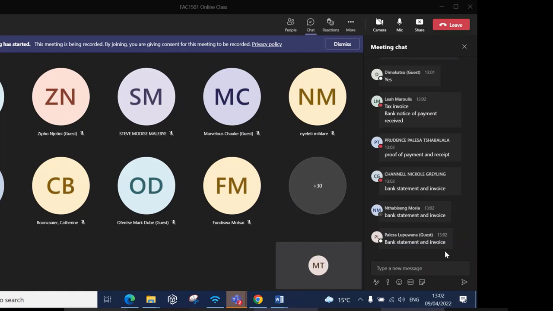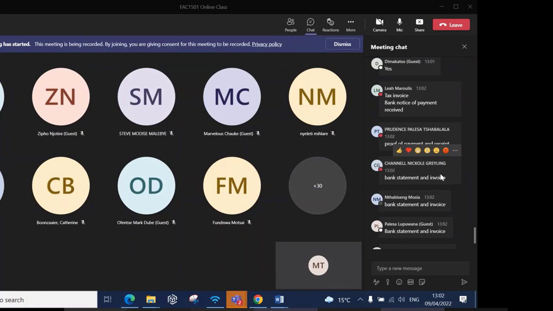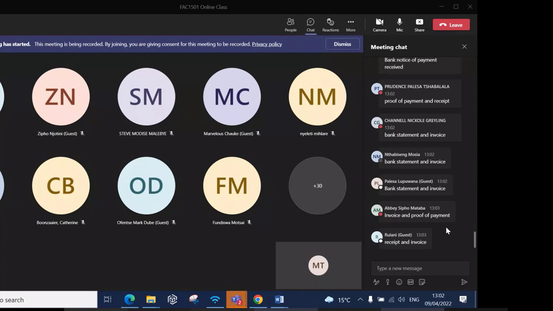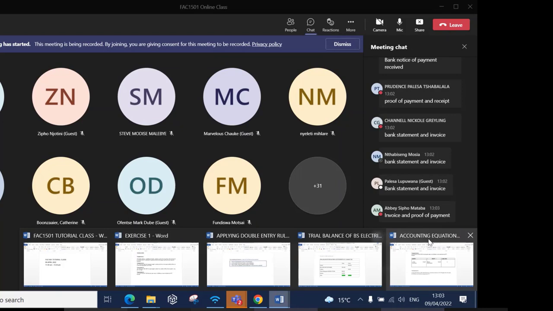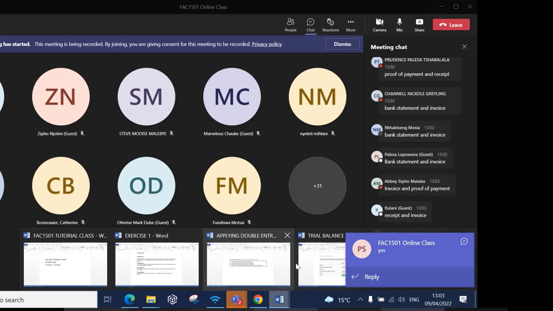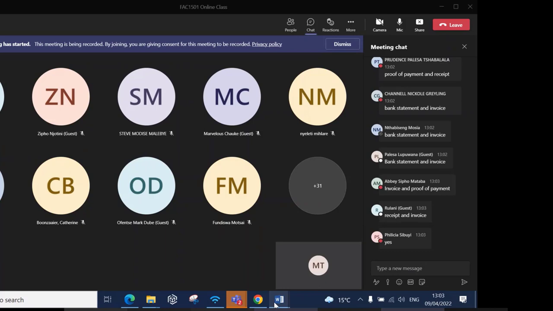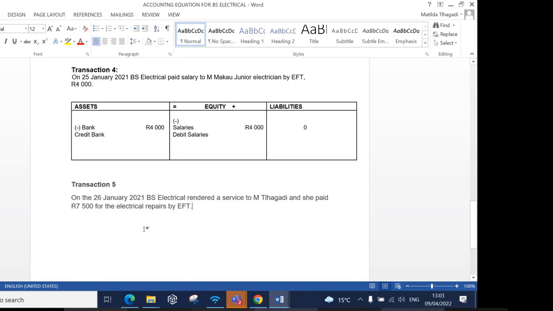Guys, do you agree with everybody? Do you agree with bank statement and invoice? Rolani and AB say invoice and proof of payment. Yes, guys, well done. Remember that when you render a service, you would have issued the original invoice to the customer and be left with a copy, and your bank statement will show that money came into the bank account. So yes, it's the invoice and the bank statement.